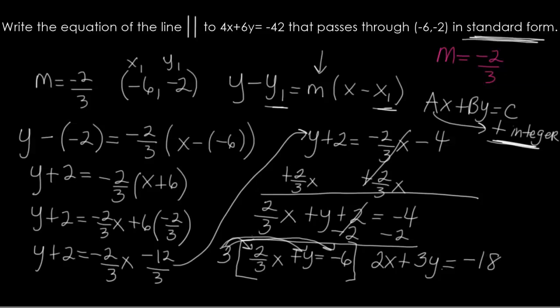And that, ladies and gentlemen, is our final answer: 2x plus 3y equals negative 18.